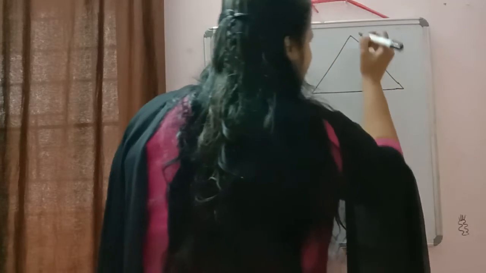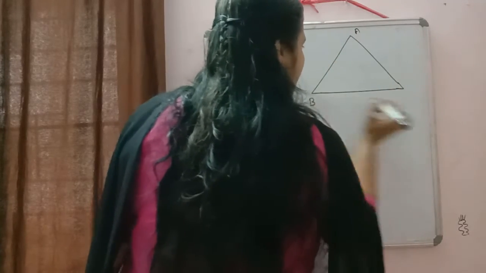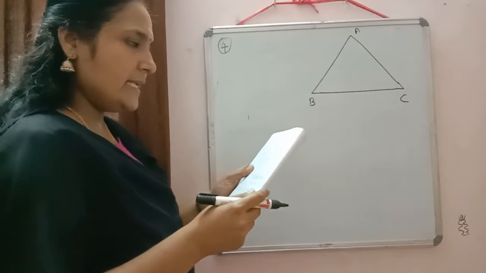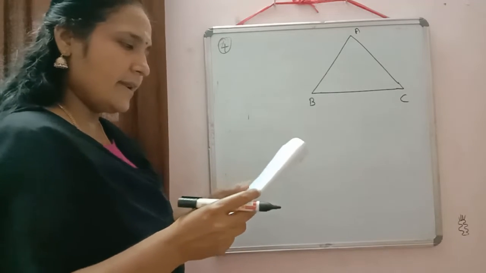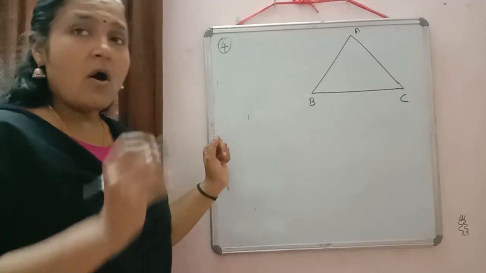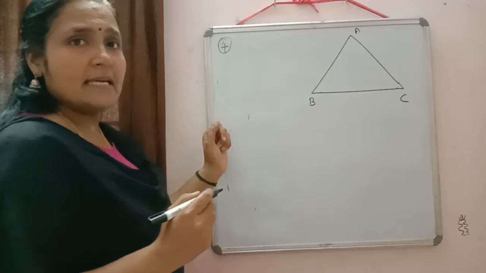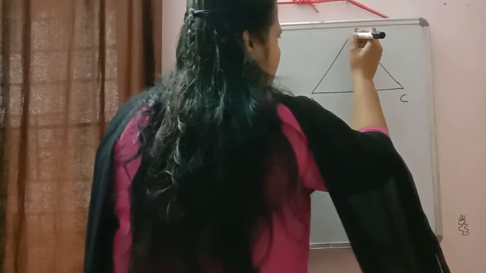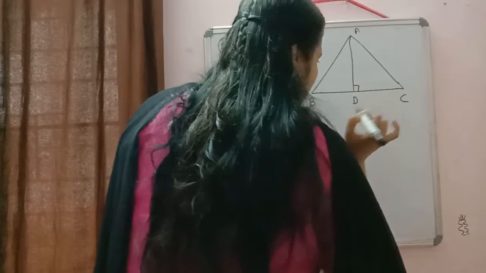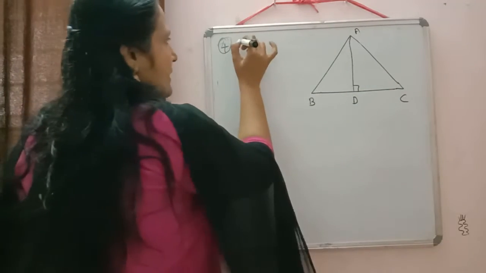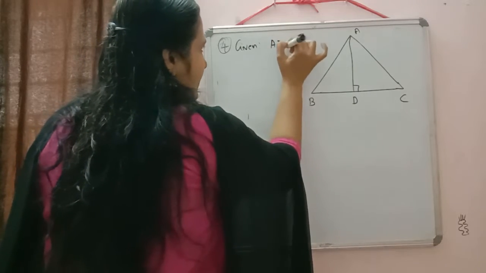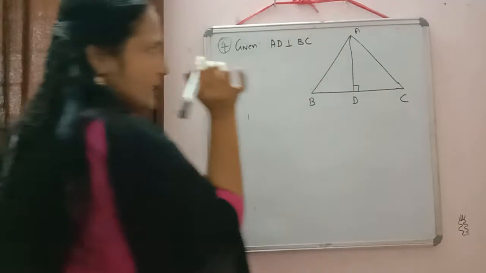So suppose, naming I am giving here, triangle ABC. 3 times the square of any side of an equilateral triangle is equal to 4 times the square of the altitude. Altitude means it's perpendicular. So we will draw perpendicular here, AD perpendicular to BC. So just write down there, given AD perpendicular to BC.